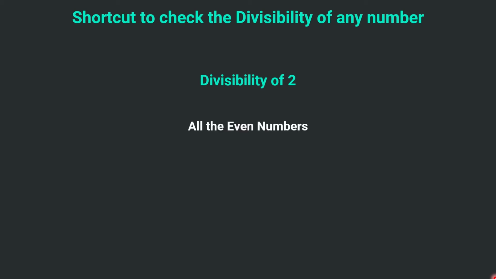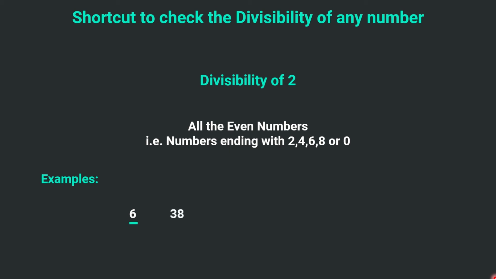All the even numbers are divisible by 2. That means the numbers ending with 2, 4, 6, 8 or 0. So let's see some examples. 6 is a one digit number, so it is ending with 6. That means the unit digit of 6 is also 6, so it is also an even number. 38 is ending with 8, so it is also an even number, so that means it is divisible by 2.